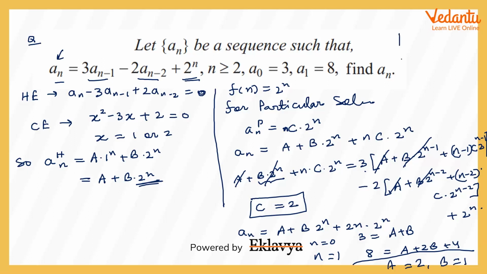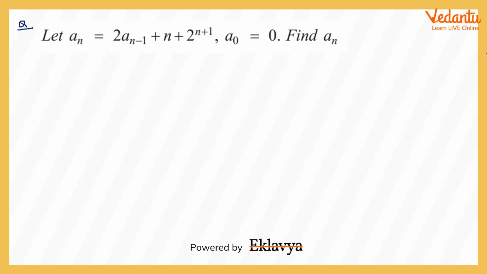So the final answer for this would be an is equal to 2 plus 2 power n plus 2n into 2 power n. So that is the final answer for this particular question. Now one more question let us do.